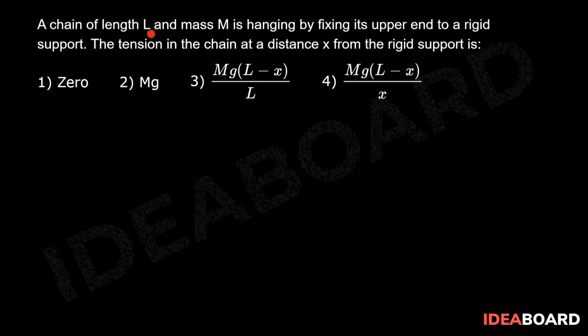A chain of length L and mass M is hanging by fixing its upper end to a rigid support. The tension in the chain at a distance x from the rigid support is... According to the problem, a chain of length L and mass M is hanging from a rigid support. Let this be the rigid support and this be the chain hanging from that rigid support.